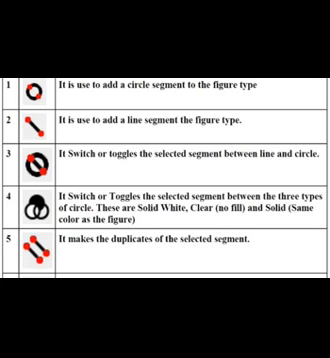The third one, if you want to switch the selected segment between line and circle, it switches or toggles. The fourth one switches or toggles the selected segment between the three types of circle: solid white, clear and solid. The fifth one is duplicate, it makes duplicates of the selected segment.